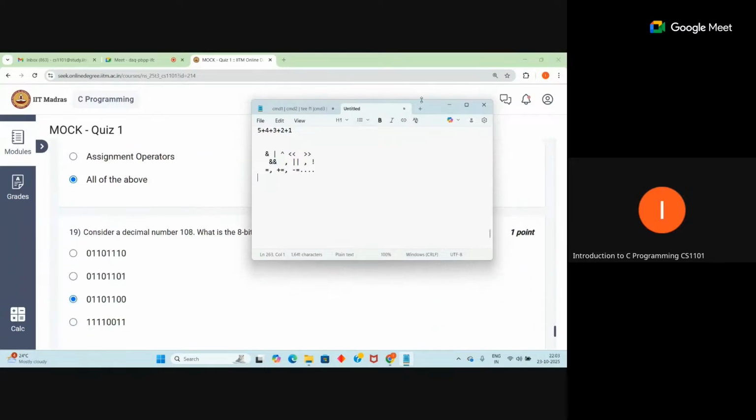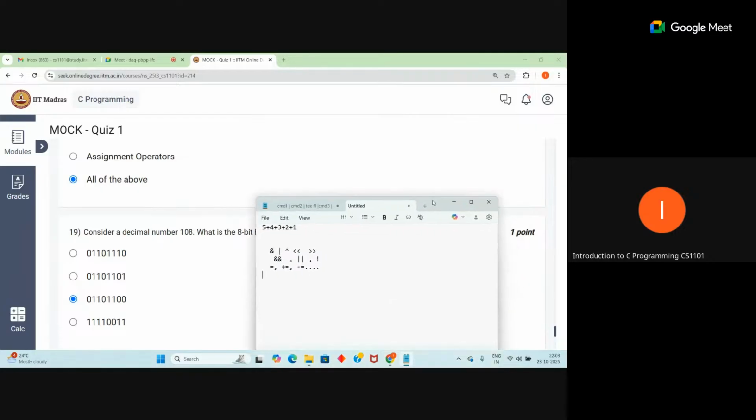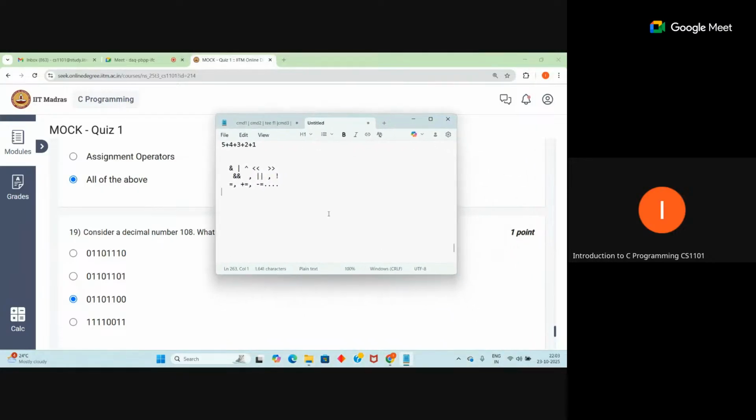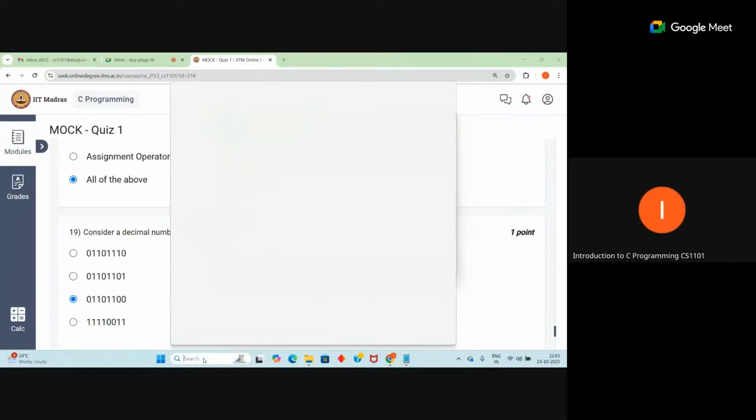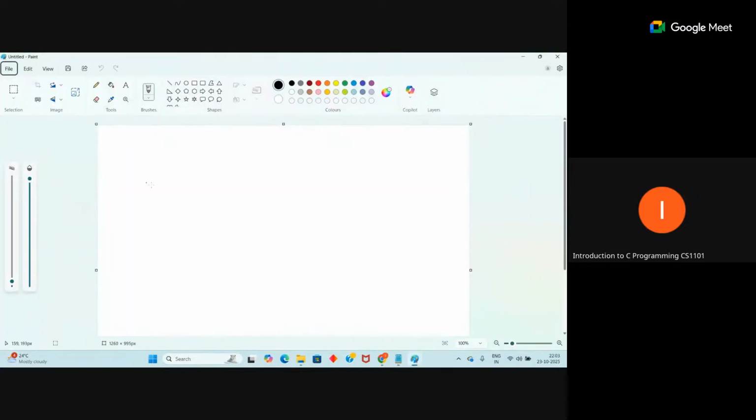Next, consider decimal number 108. What is the 8-bit binary representation of it? So you are given one number, that is 108, and you are asked to represent the equivalent value in binary. How will you get it? You divide this with 2, because for the binary number system, the base is 2.